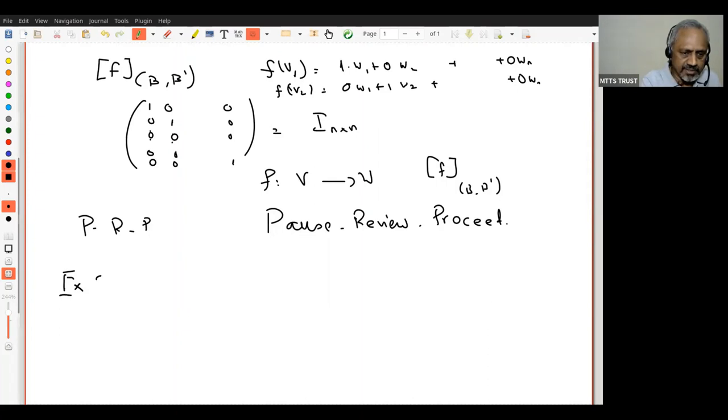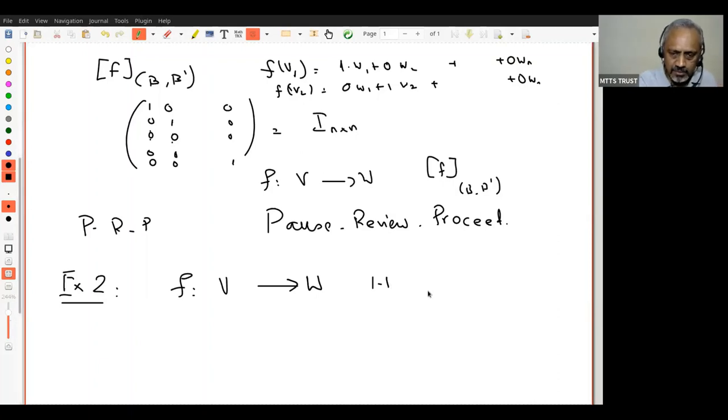Just to make sure you understand, let me do another example. These are all theoretical examples, but when you go for higher studies in mathematics, you will appreciate the reason. Now suppose F is again a linear map, but this is 1-1, may not be onto. So what do you think I will do? If V = {V1 to Vm} is a basis of V, then I know if it is 1-1, we already know dimension of V must be less than or equal to dimension of W, right?